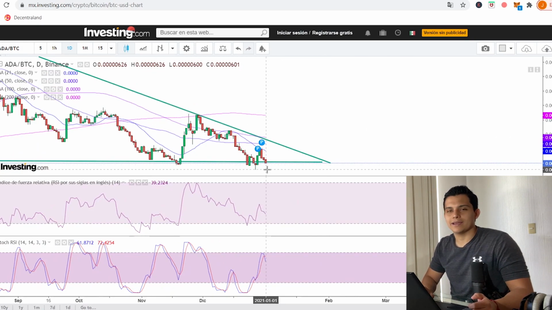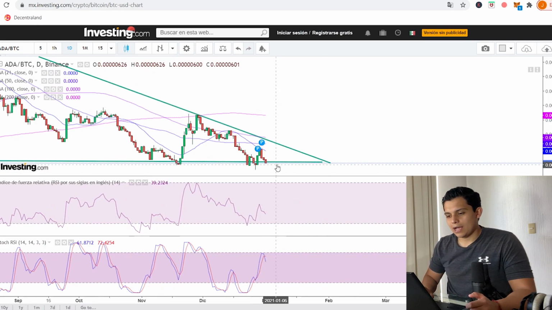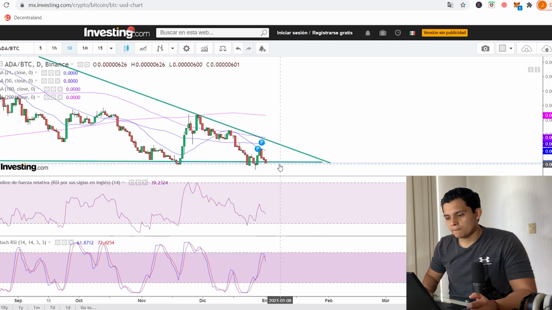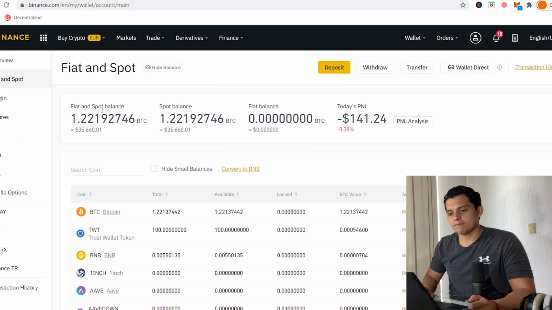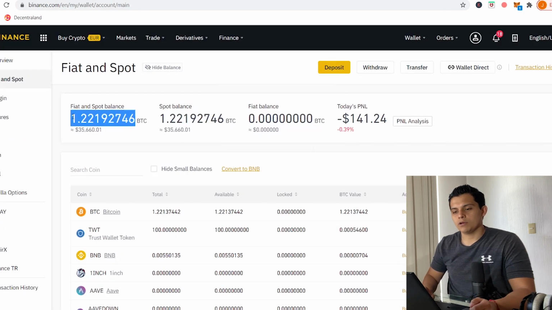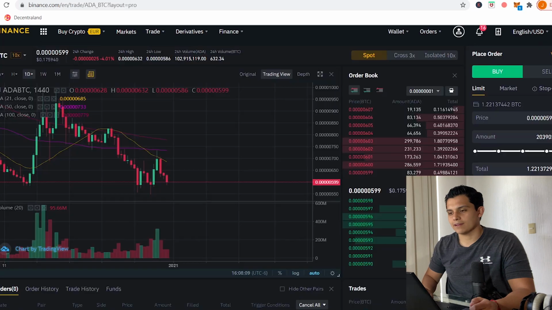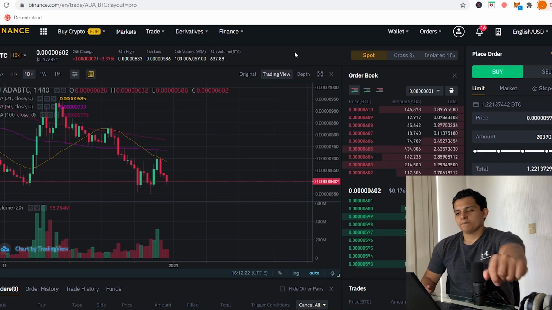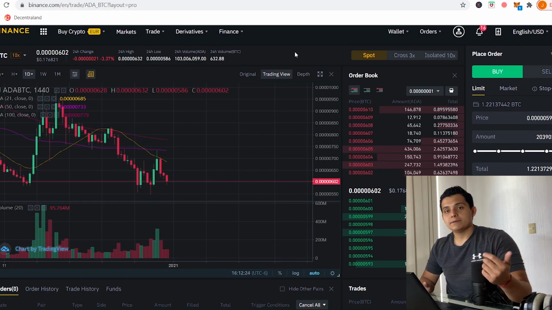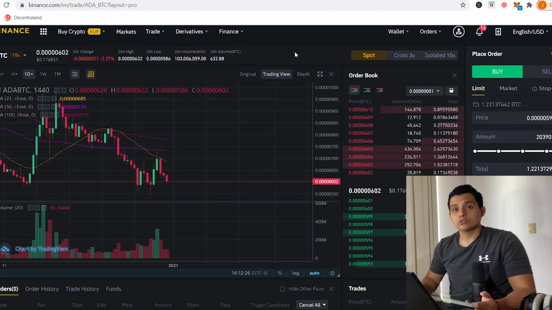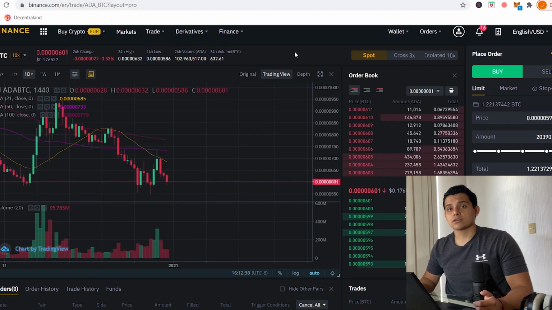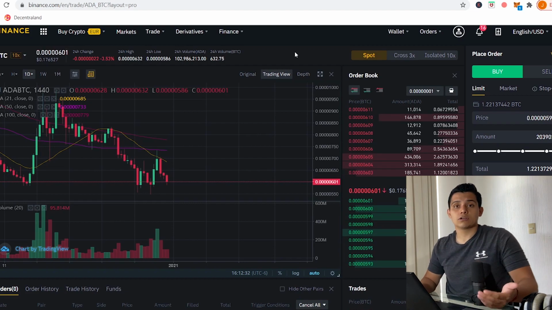I'm probably just gonna buy it after this video, but I've been waiting for the last 5 days for it to drop a little bit more and then buy. I'm ready. I have my wallet here on Binance, 1.2 Bitcoin ready to deploy for ADA. Right here is the chart, ADA BTC, and I'm just really excited. And even if I make a mistake and Bitcoin does go to the moon and there's no alt season, I think Cardano is still gonna go up.